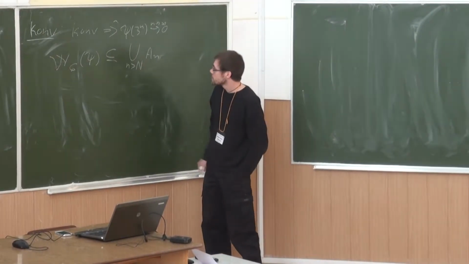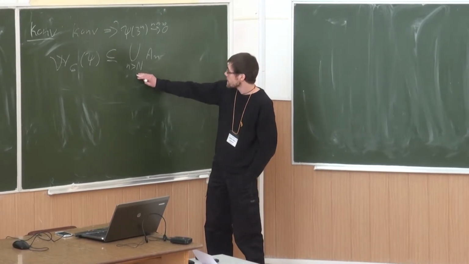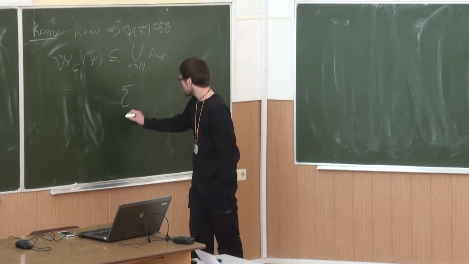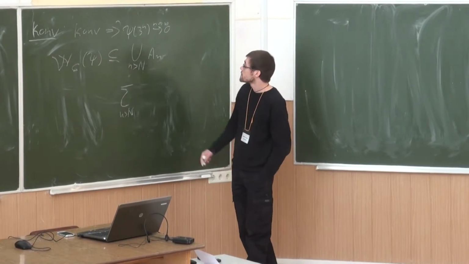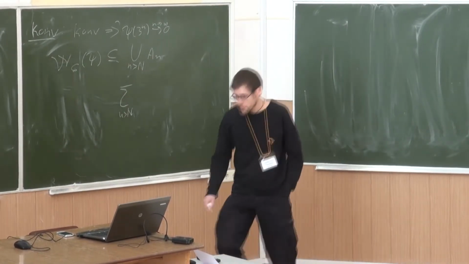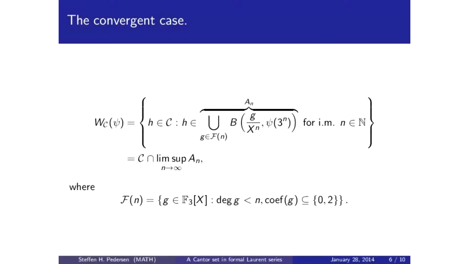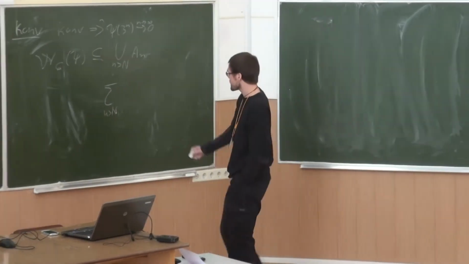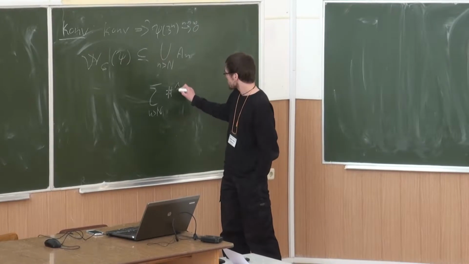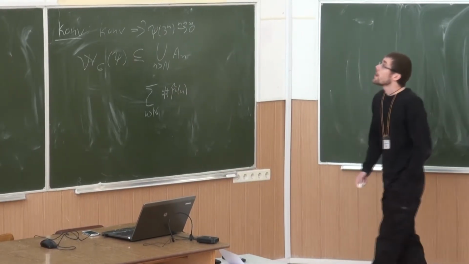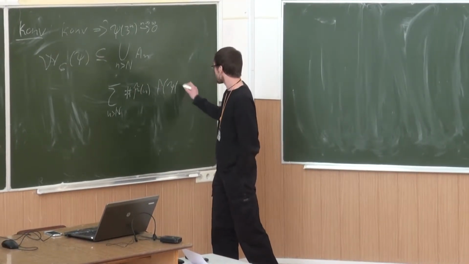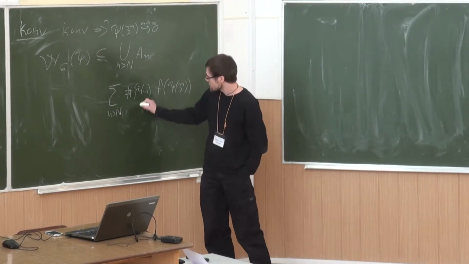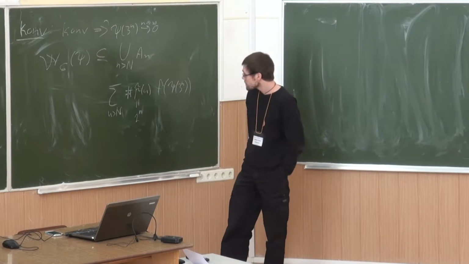Now if we want to compute the f-length of this cover, I simply get the sum, and then I have to count how many balls there are in this union. Well, that's a matter of counting how many elements there are in F_n, the number of elements in F_n. And then I have to take f of the radius, so that's psi of 3^n. Now this I can simply compute.